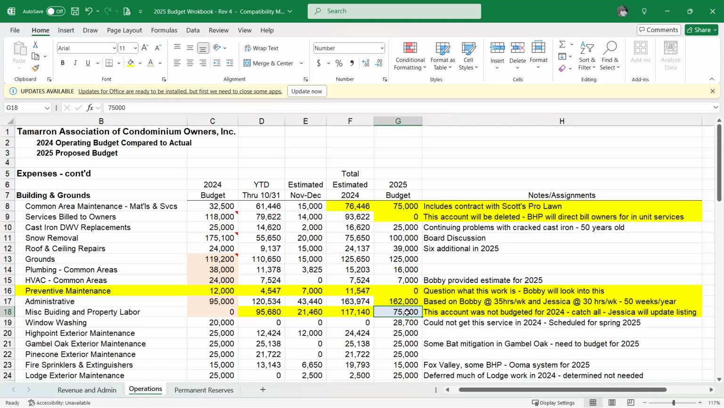This year was just kind of a weird year. We didn't have turkey or bear problems like we had last year. So that number's inflated for 2024, don't you think? Yeah, I think so. That's why 75 is probably more realistic. Hopefully the bear finds a new home and we don't have any turkey issues. And that's just a catch-all for the balance of stuff.